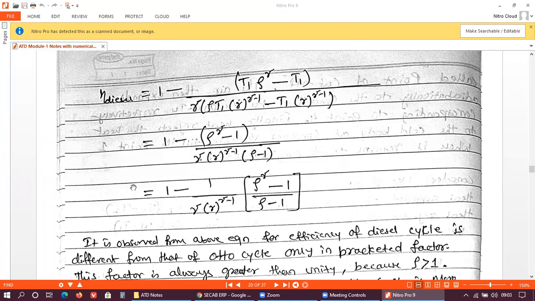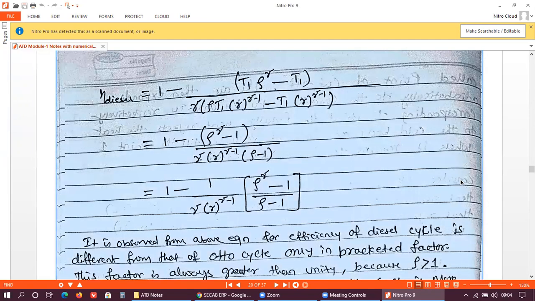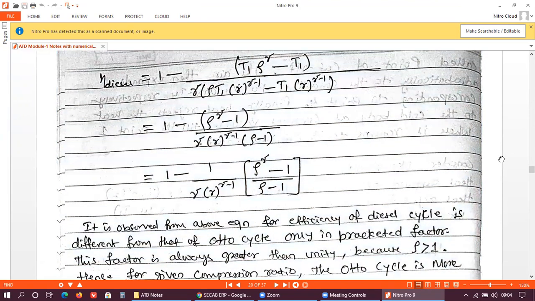The efficiency of the diesel cycle is given by 1 minus 1 divided by gamma into r raised to gamma minus 1, multiplied by rho raised to gamma minus 1 divided by rho minus 1. So this is the general efficiency equation for the diesel engine. Always remember that the value of this bracketed part is always greater than 1. This is the air standard efficiency of the diesel engine.